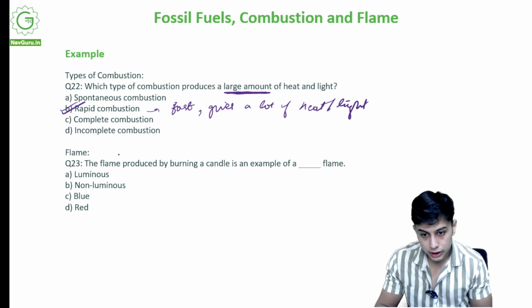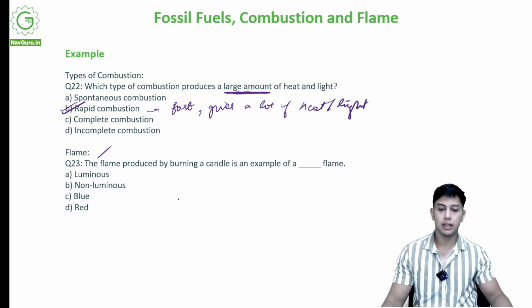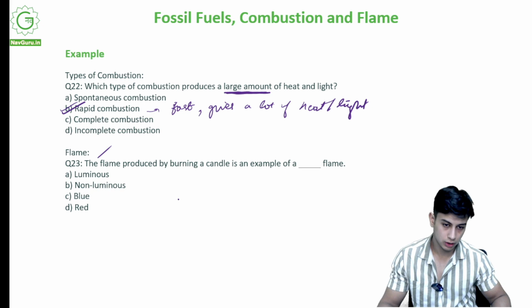Okay, another question on flame. The flame produced by burning a candle is an example of a dash flame. Okay, now you burn a candle. When do you burn a candle? When you need light. Supposedly electricity is gone in your house and you need light.